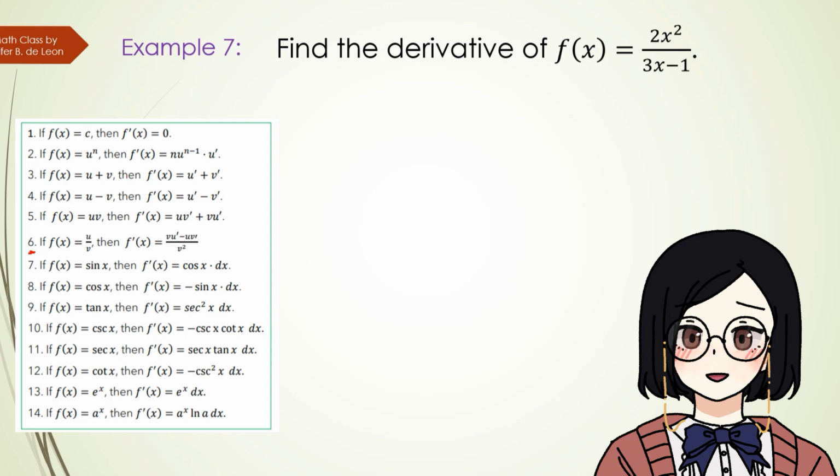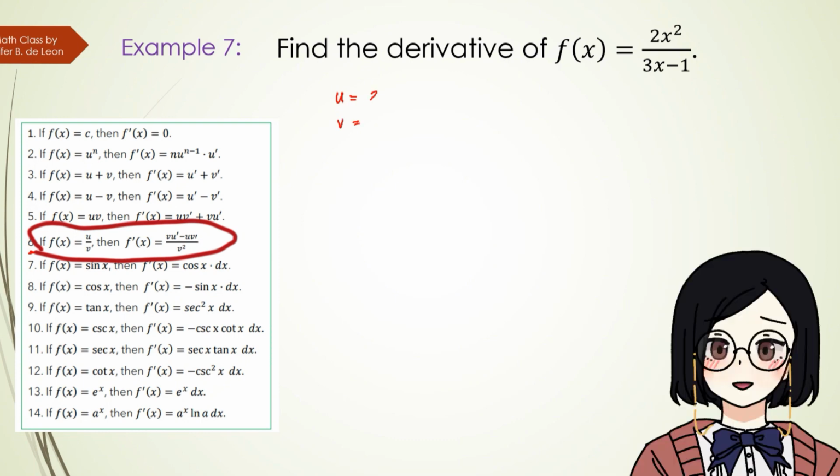Now let's work on example number 7. This time we have a quotient. So let's take a look at rule number 6. If f of x is equal to u over v, then f prime of x is equal to vu prime minus uv prime all over v squared. So let's start defining u and v. So u is the numerator, 2x squared, and v is the denominator. Then we will have u prime equal to 4x, and v prime equal to 3.